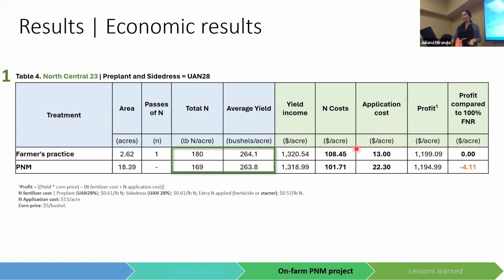But if we consider the application cost, this strategy involves an extra application. If they apply just once, that's it. And we are telling them to apply one extra time, so we also need to include that extra cost of the nitrogen application. Whenever we do this profit comparison between the farmer's practice and the precision nitrogen strategy, there is still not, in terms of money, they are not gaining.